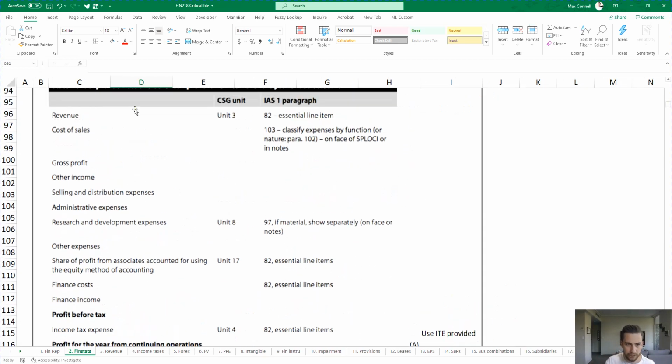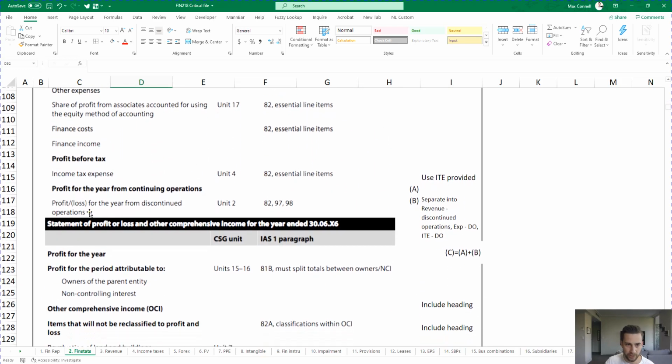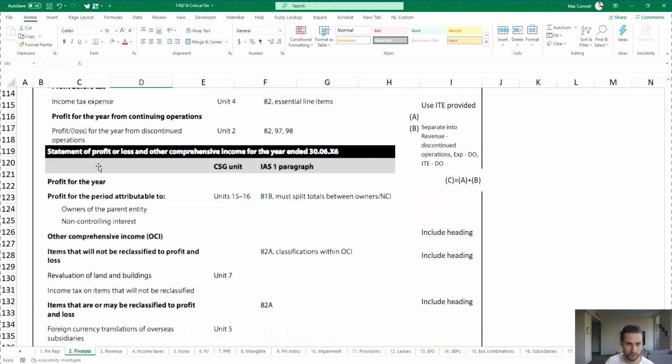So just a quick recap from the CSG. Up the top here, we've got your typical P&L, all the way down to profit before tax. Then you get profit for the year from continuing operations. Then you've got discontinued operations in there, if that's applicable. And then you've got profit for the period attributable to, and then you split it up between owners of the entity and non-controlling interest. So that's when we talk about consolidation later on in the chapter. If you own, say, 60% of an entity, you report 100% of the profit all the way down to profit, and then you take out that minority interest, the non-controlling interest, in this line item, rather than split it up in the top of the P&L.